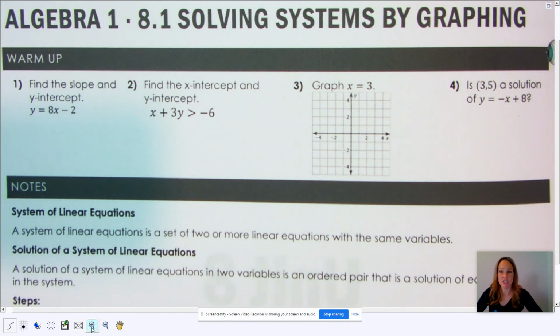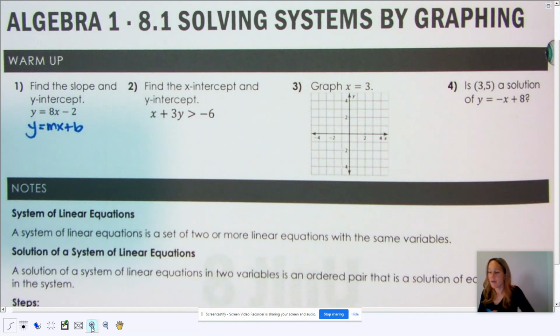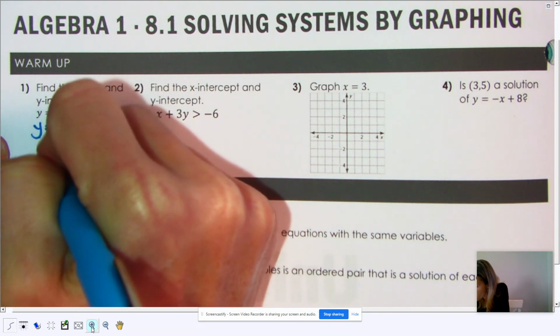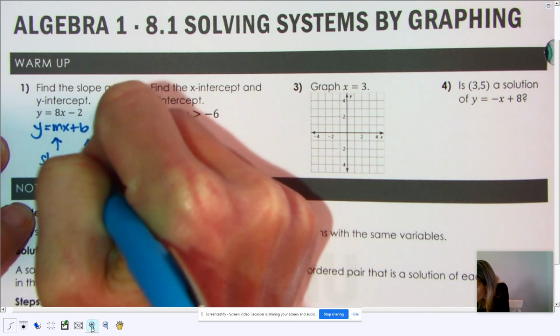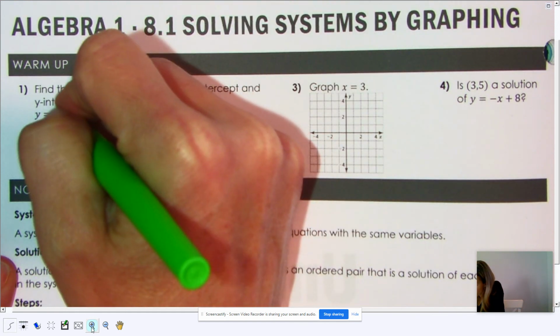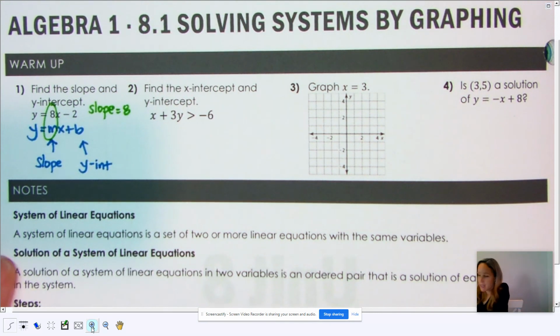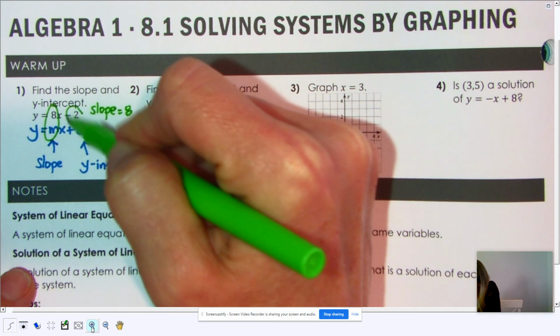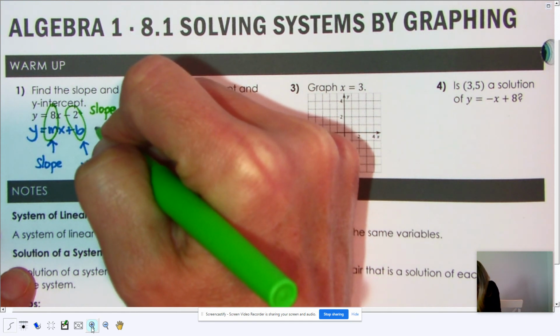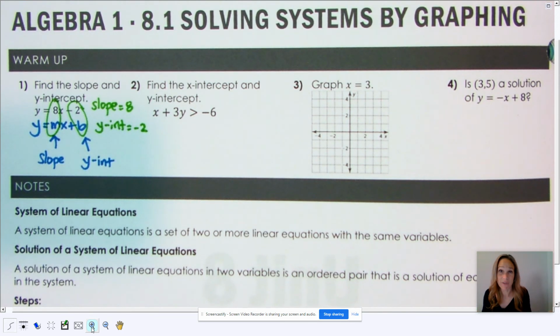For the warm-up, the question is to find the slope and y-intercept. If you remember, y equals mx plus b tells us our slope-intercept form, and remember that the m is the slope and the b is the y-intercept. So in this case, m is 8, so slope equals 8. And then the b is plus b at the end, but we have a minus 2 right there. So we know that the y-intercept is actually -2. That's it. We didn't even have to do any math on that one.